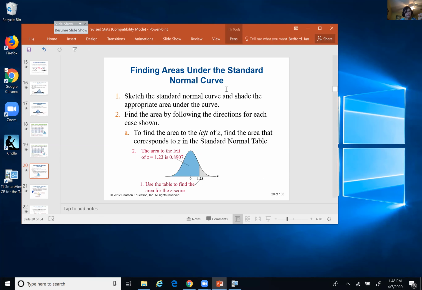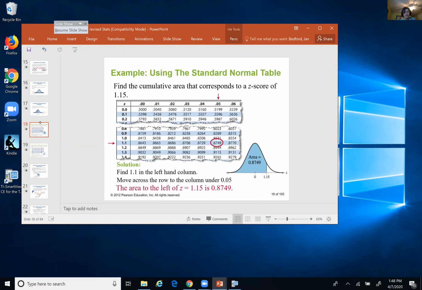Let me back up a second and explain how this would work. When you get a table like this, if your z-score is 1.15, since it's cumulative area, it means all the area to the left of 1.15. So on this table, you have everything to the nearest tenth going down in the first column on the left. So you would find 1.1, and then when you go across the row on the top, you would come to 0.05. And where those two intersect would give you the area for everything to the left of a z-score of 1.15.